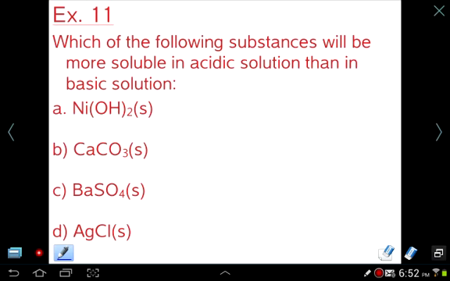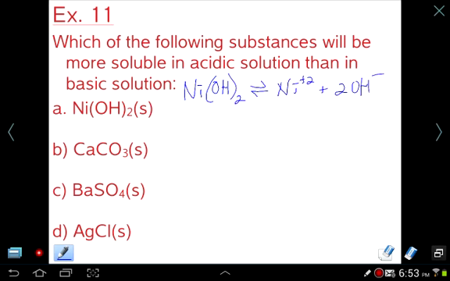So we can ask a question like this: which of the following substances will be more soluble in acidic solution than in basic solution? If you take a look at nickel hydroxide, it is a solid, so for the most part it's not soluble, so its equilibrium would look like this.